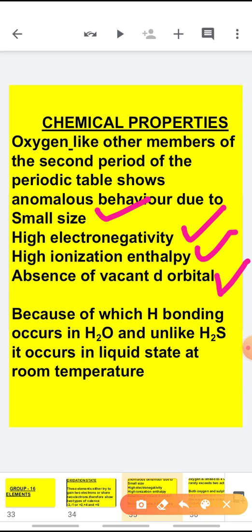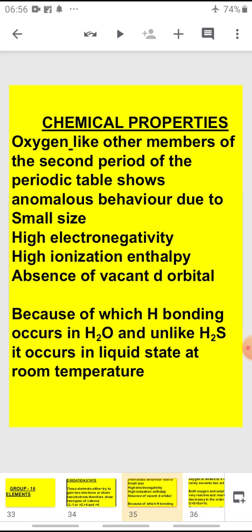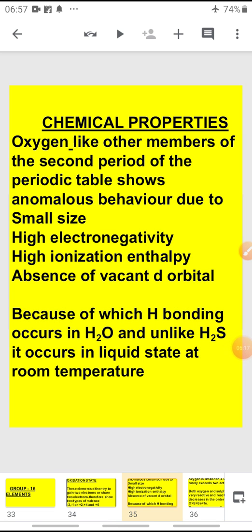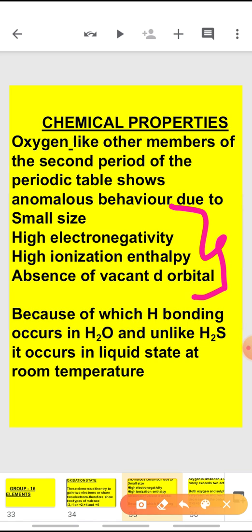Oxygen is the smallest in its respective group. It has the highest electronegativity in its group, and it has high ionization enthalpy. It does not have a vacant d orbital. So children, because of these properties, being small in size, having high electronegativity, high ionization enthalpy, and not having the d orbital, oxygen shows many characteristics, and on the basis of this you may get a 1 mark question in your board exam.